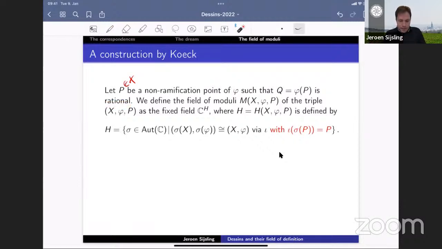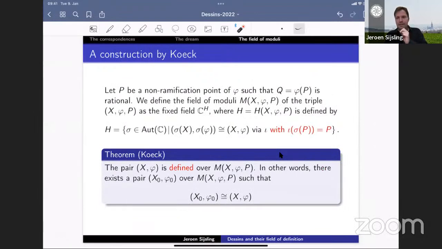Now you look at the field of moduli of a triple, not of x, phi, but as a triple. And you do the same thing as before, but you also want your isomorphism to send this point to its conjugate, or rather the inverse. Okay, you get a fixed field. Of course, you have added the condition, so it may be larger than your previous field, but that doesn't matter. This field is still finite because, again, the fiber is finite. So this goes right for something of finite index. And then there's a theorem by Coombes, and it says, if you look at this pair x, phi, yes.